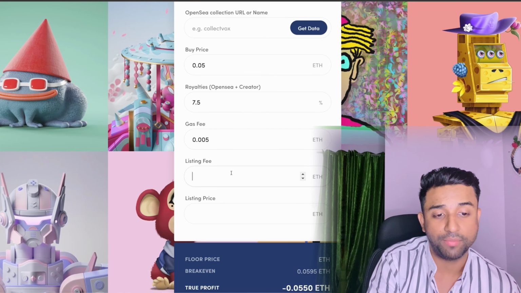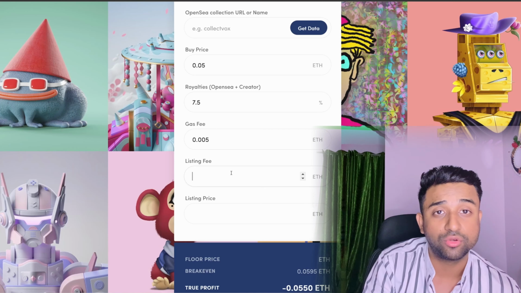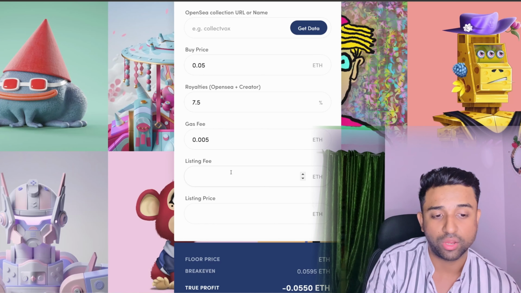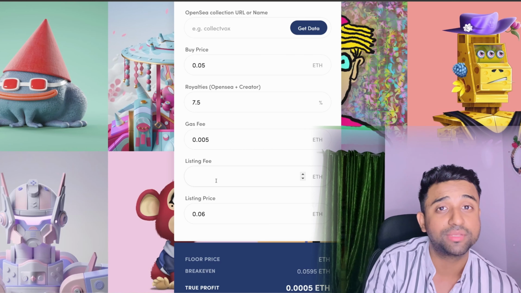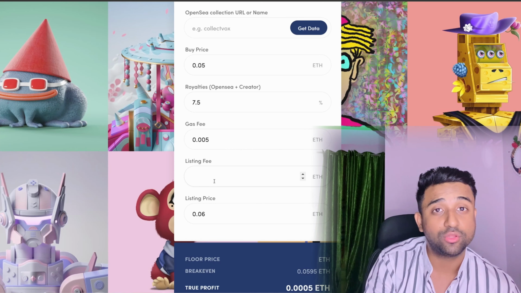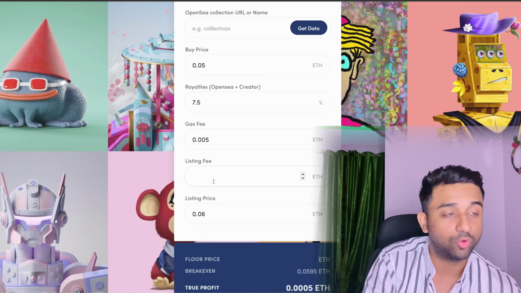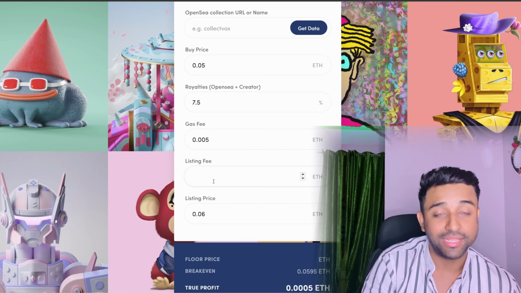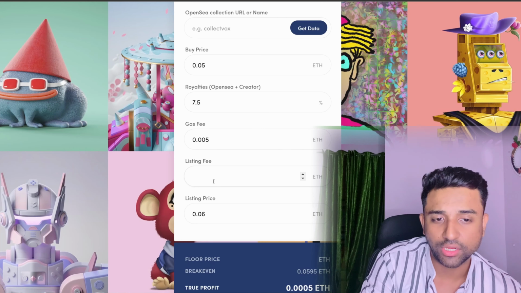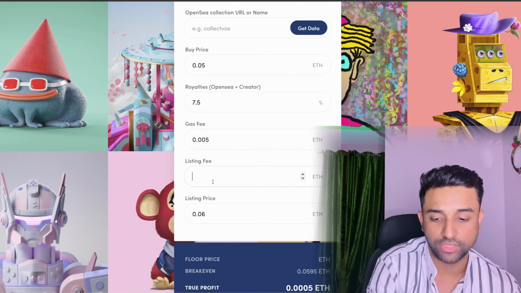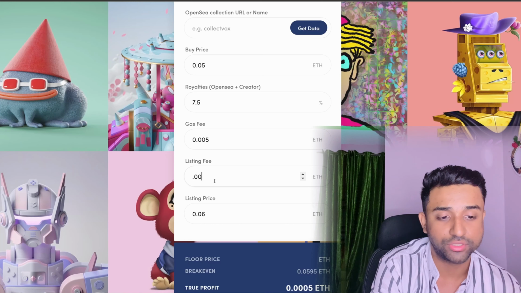So I've minted that NFT in total for 0.055. I want to sell it for, let's say, 0.06, and this is also asking me the listing fee. This is the fee when you list your NFT. OpenSea asks you for a listing fee because you're doing it for the very first time, and in future it will not be charging you any more listing fee. So let's say our listing fee is around 0.002.